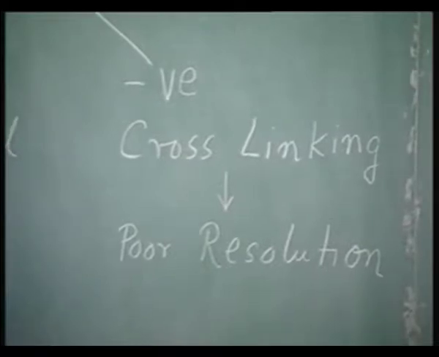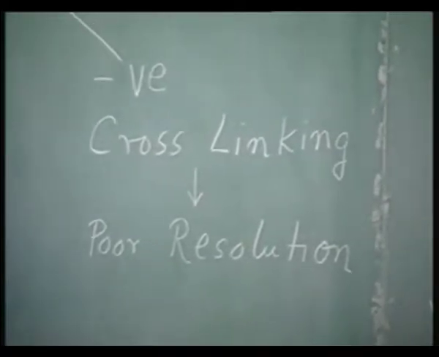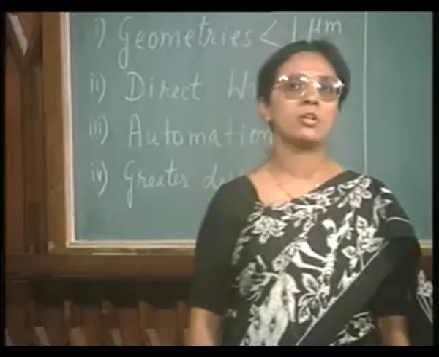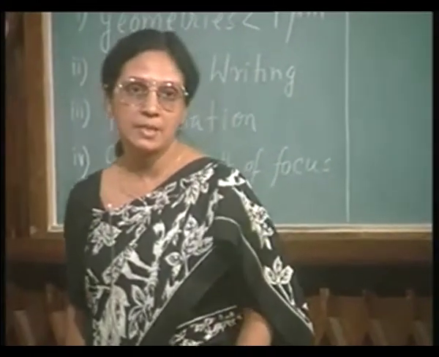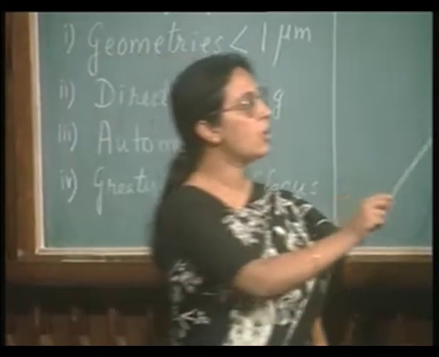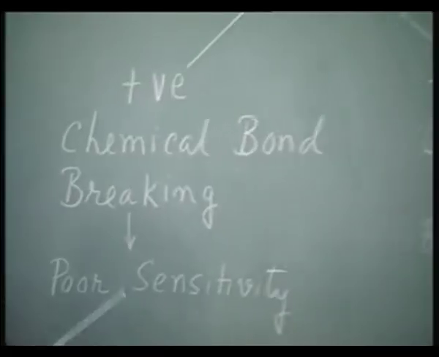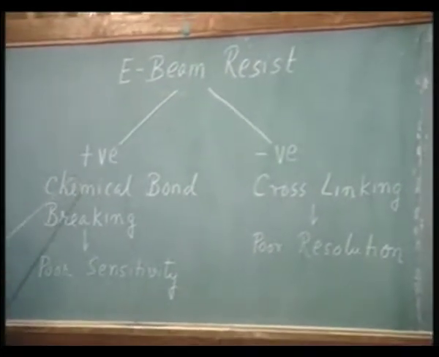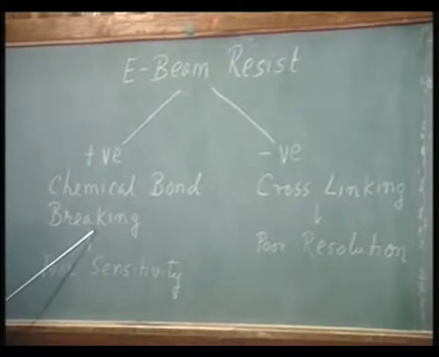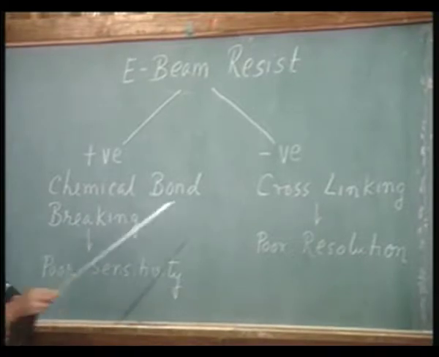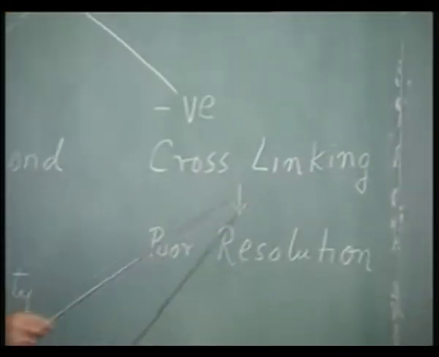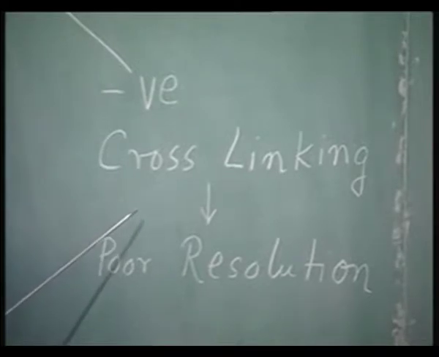This is what I meant when I said that when irradiated, the resist changes its properties. Now, electron beam resists are also organic material. They are basically organic polymers, and upon irradiation, either of two things can happen. Either the molecule of the polymer can break, which is called chemical bond breaking, or else they can form bigger molecules by cross linking, making a 3-dimensional structure.